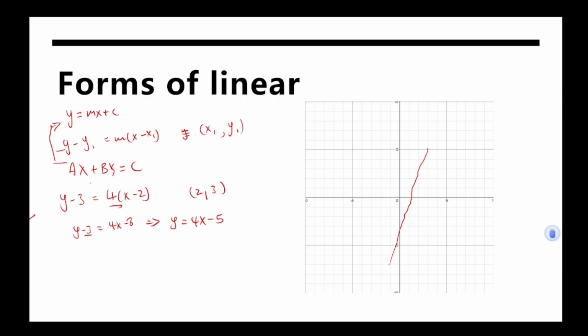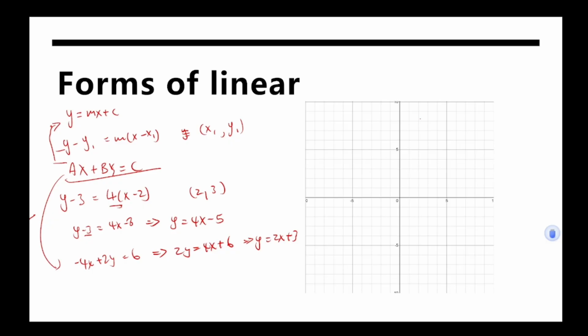And ax plus by plus c, we've already seen it. For example, negative 4x plus 2y equals 6. We move x to the other side, we'll get 2y equals 4x plus 6, divide by 2, y equals 2x plus 3. Something like that. Now, what if we're given 2 points and we want to know the gradient?